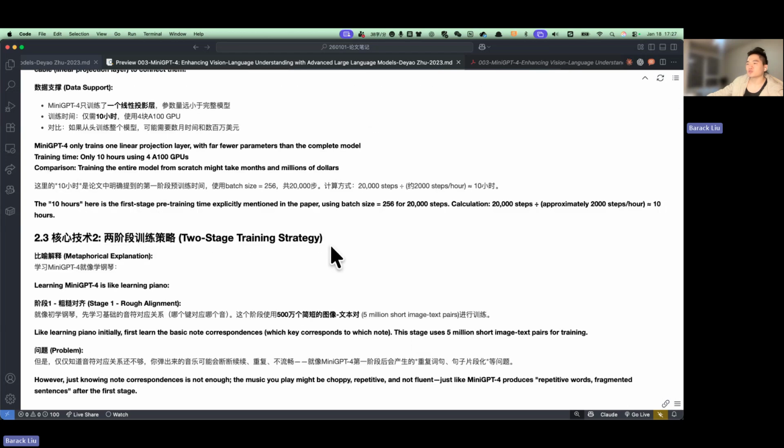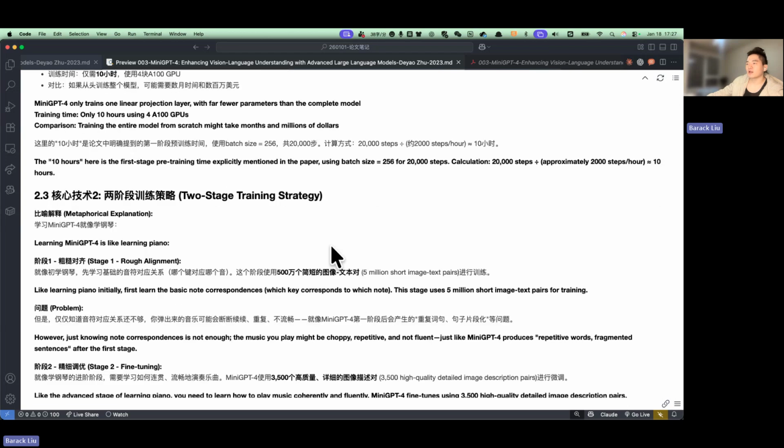Two-stage training strategy. Training MiniGPT-4 is like learning piano. Stage 1, rough alignment, like learning piano initially. First learn the basic note correspondences, which key corresponds to which note. This stage uses 5 million short image-text pairs for training.